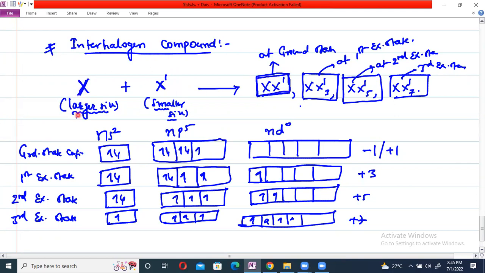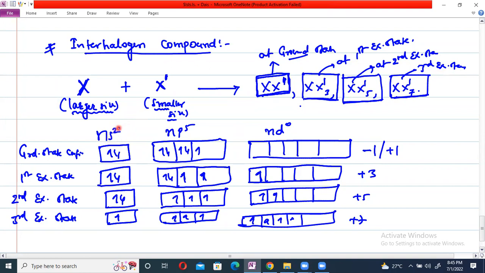Actually, X is a larger size of halogen and X' is the smaller size of halogen. So they can form the compounds XX', XX'3, XX'5, XX'7. XX' is an interhalogen compound obtained at the ground state, XX3 at first excited state, XX5 at the second excited state, XX7 at the third excited state.